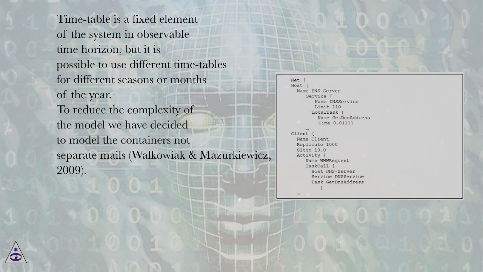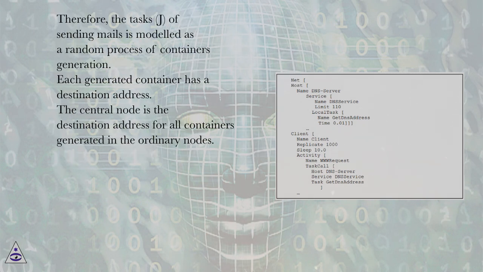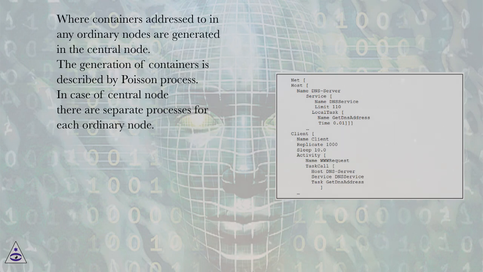To reduce the complexity of the model, we have decided to model the containers, not separate mails, Wachowicz and Mazurkiewicz, 2009. Therefore, the tasks, J, of sending mails are modeled as a random process of container generation. Each generated container has a destination address. The central node is the destination address for all containers generated in the ordinary nodes, whereas containers addressed to any ordinary node are generated in the central node. The generation of containers is described by a Poisson process. In the case of the central node, there are separate processes for each ordinary node.